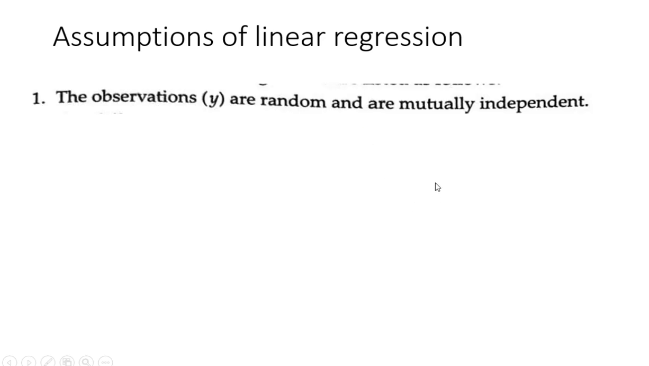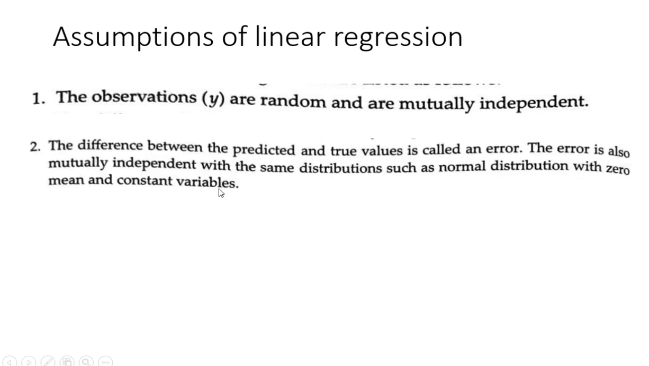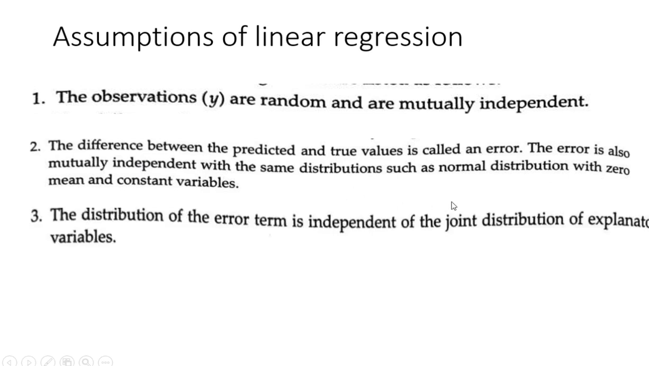Before we go behind the math, there are 4 assumptions for this model. The first assumption is the output y is random, and the outputs are mutually independent of each other. So I will have y1, y2, y3, all independent of each other. The second one is the error. The difference between the predicted and true value is called the error, and these errors are also independent of each other. I will have E1, E2, E3, all independent of each other.